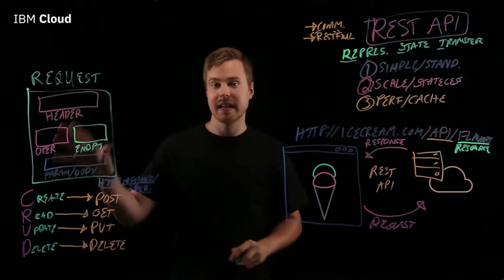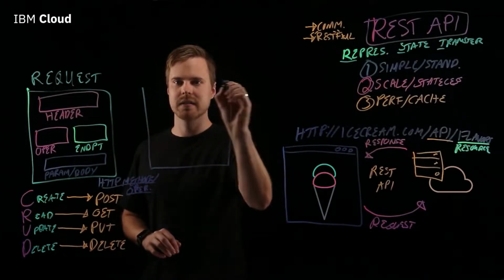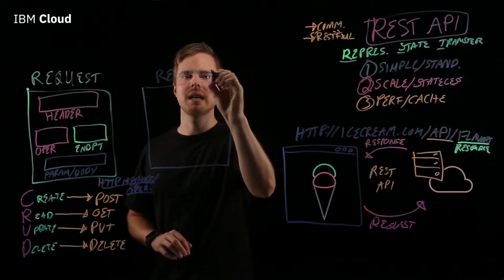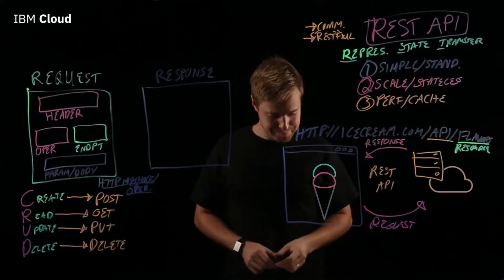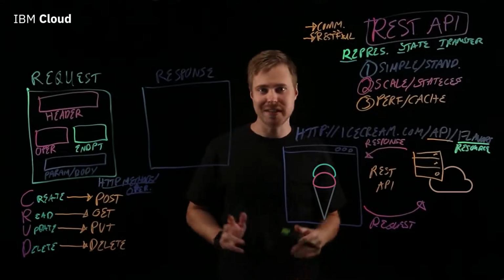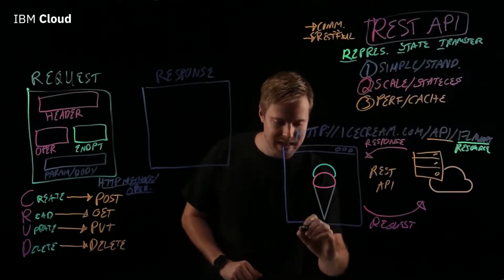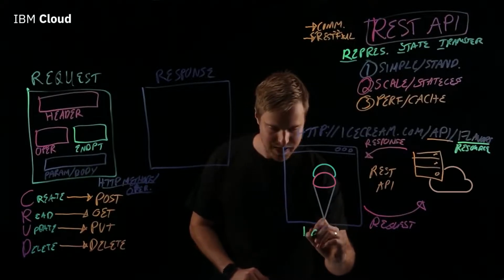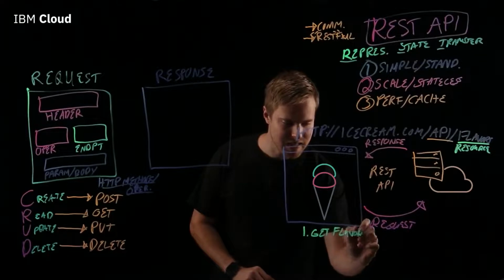Great, and then in return from the server, you'll receive a response, right? So we'll put a nice box here for a response. And this is typically in the form of JSON data. Great, so let's jump into our example. And let's look at a few different scenarios that might happen with your ice cream shop, right? So first of all, let's say that you want to display what's currently in stock, right? So we want to get the flavors that are in stock.